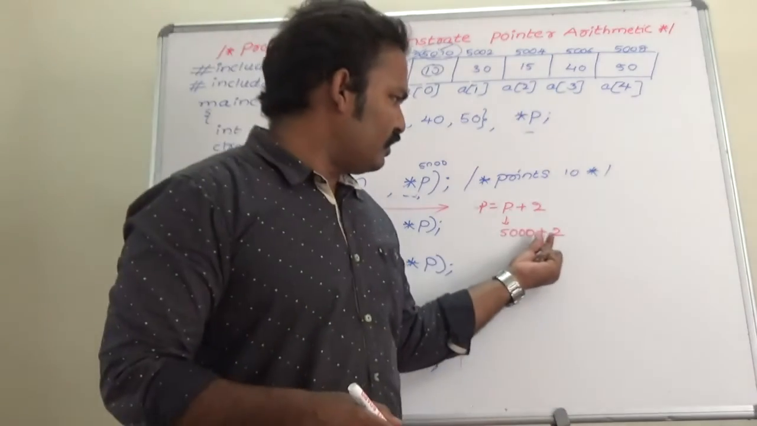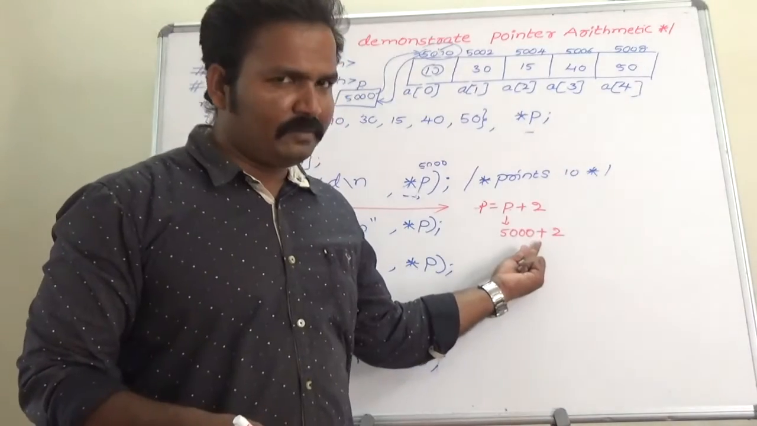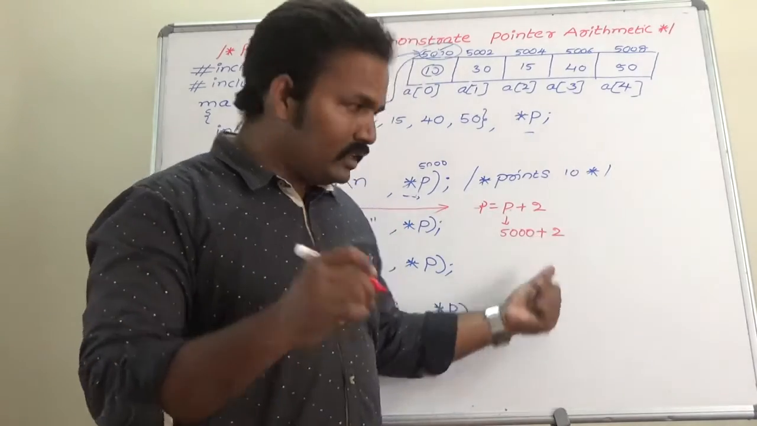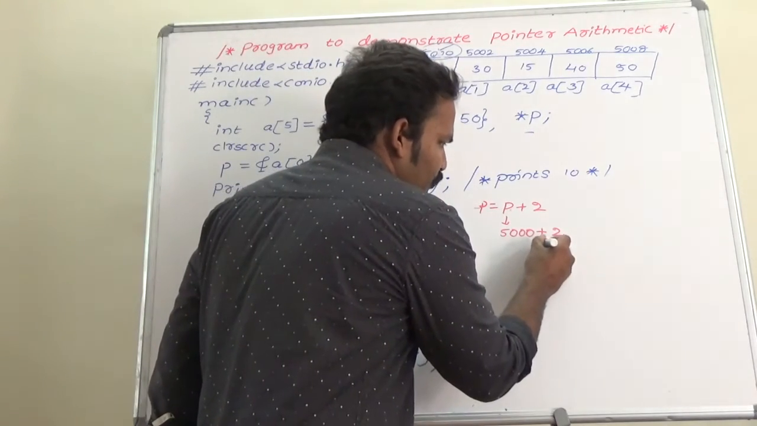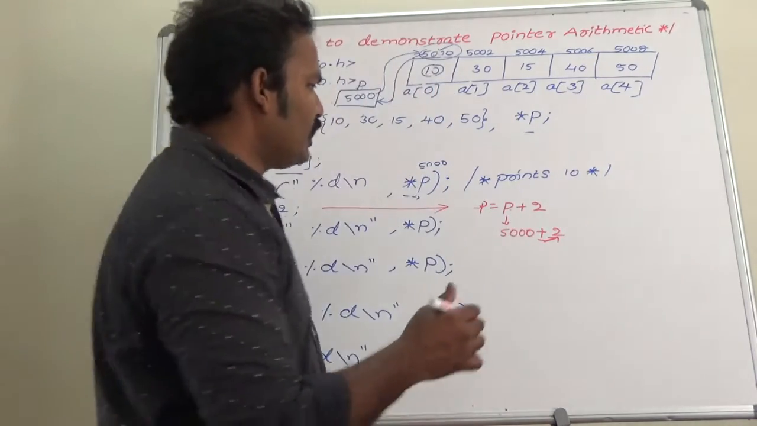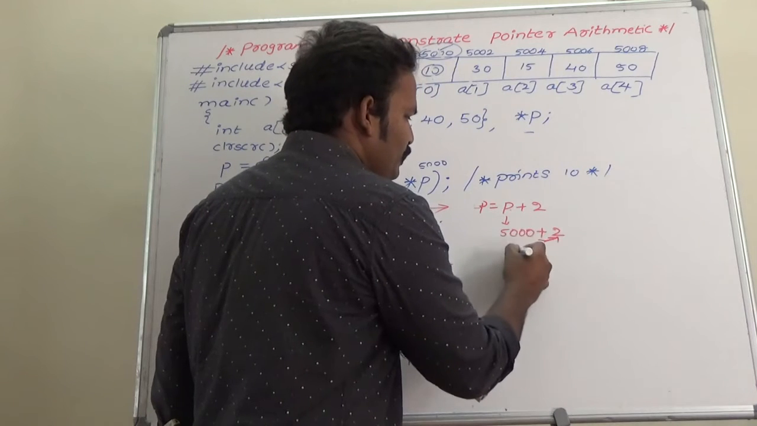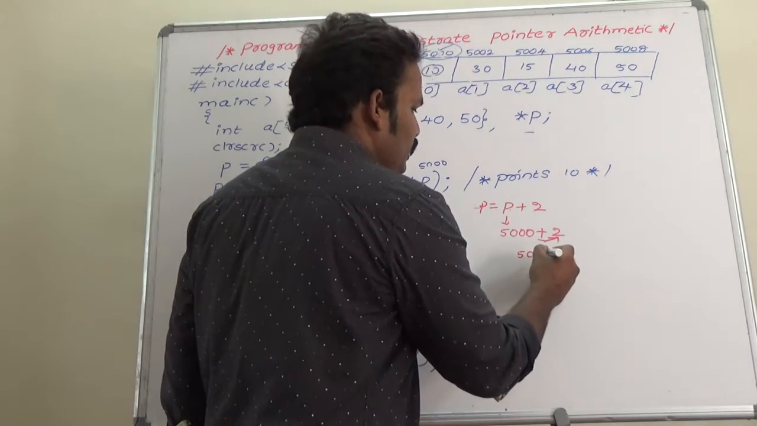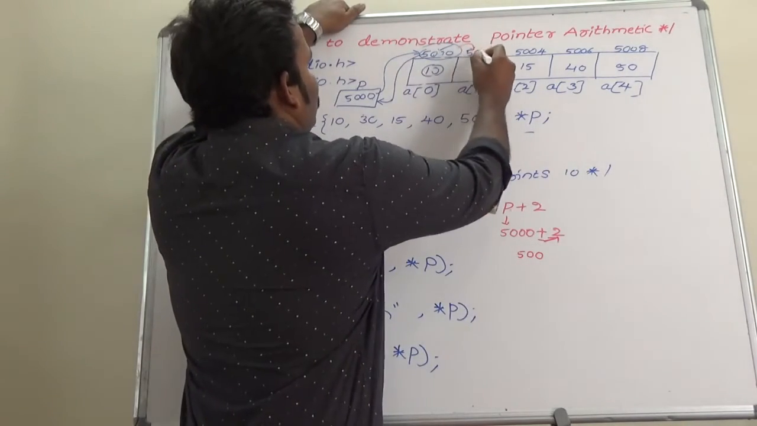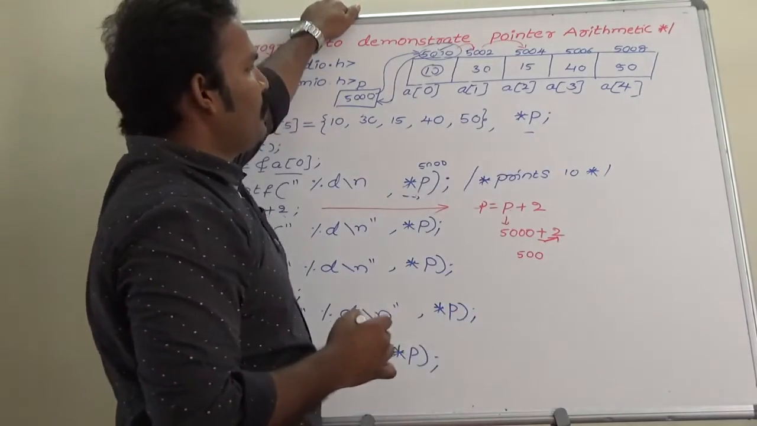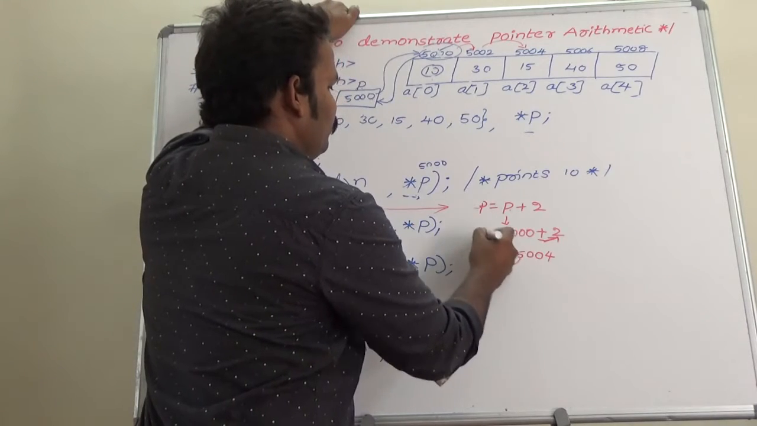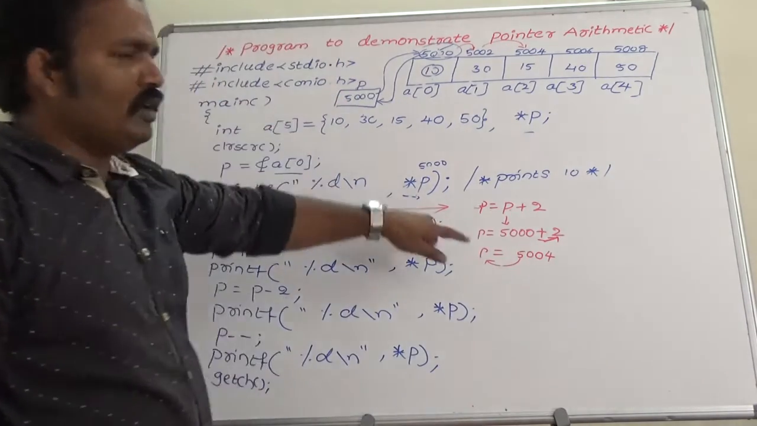Here we already discussed the plus operator in the previous session. So what we are doing here is applying addition of 2 to pointer variable p. The p value becomes 5000 plus 2, becomes what? 5000, two steps: 5000 plus 1, next plus 2. So here p value becomes 5004. So 5004 will be assigned to pointer variable p.